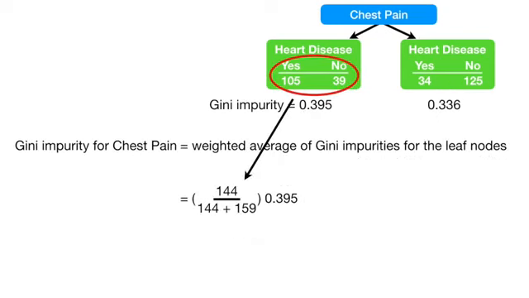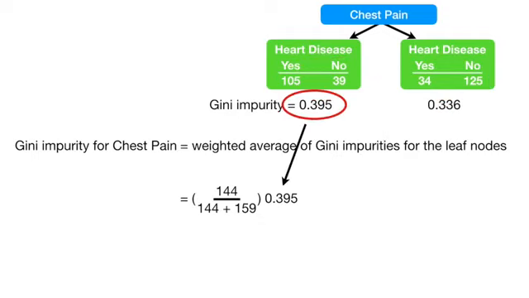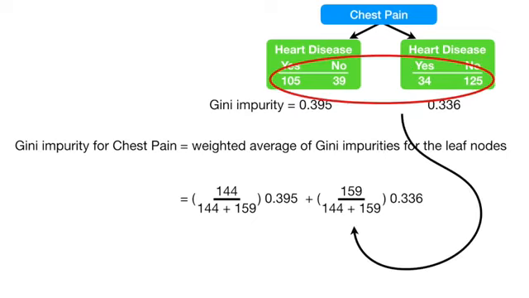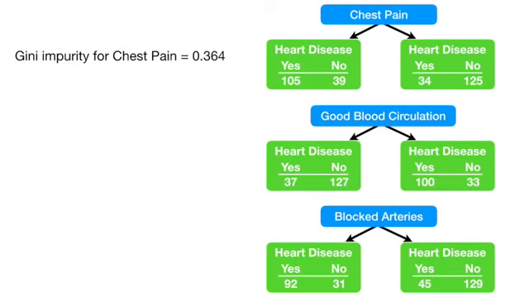So to calculate the weighted average, we take the total number of people in the left leaf node and divide it by the total number of people in both leaf nodes. We then multiply that fraction by the Gini impurity for the left leaf node. Then we take the total number of people in the right leaf node, divided by the total number of people in both leaf nodes, and then multiply that fraction by the Gini impurity for the right leaf node. After we do the math, we get 0.364. Thus, the total Gini impurity for chest pain equals 0.364.